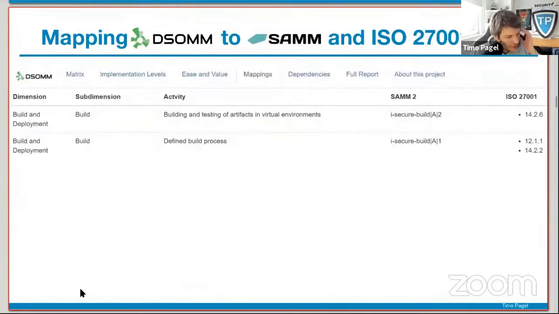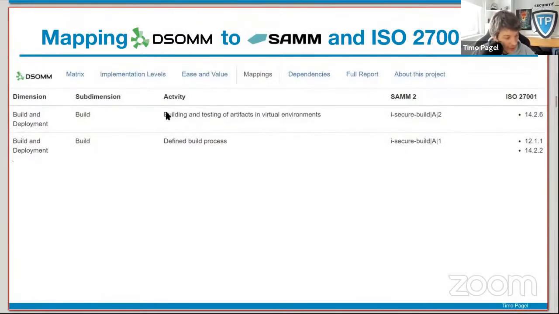This is the mentioned mapping from DSOMM to SAMM, and also to ISO. You can also see it here on the right. I made a screenshot of it and removed the bottom here so that we can concentrate on two examples. We have here the dimension build and deployment. The subdimension in both cases is build.